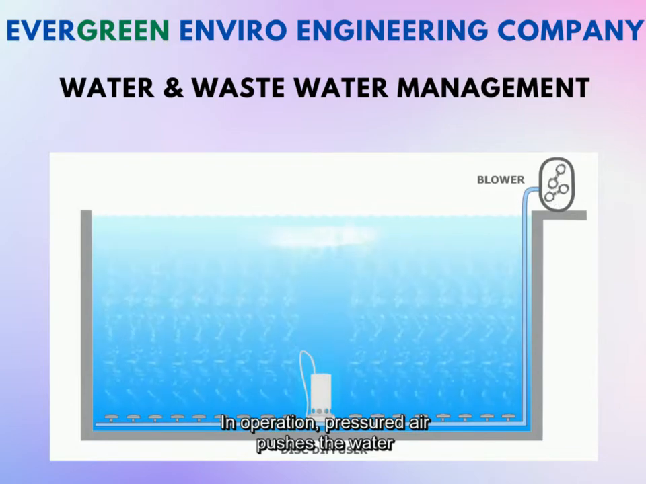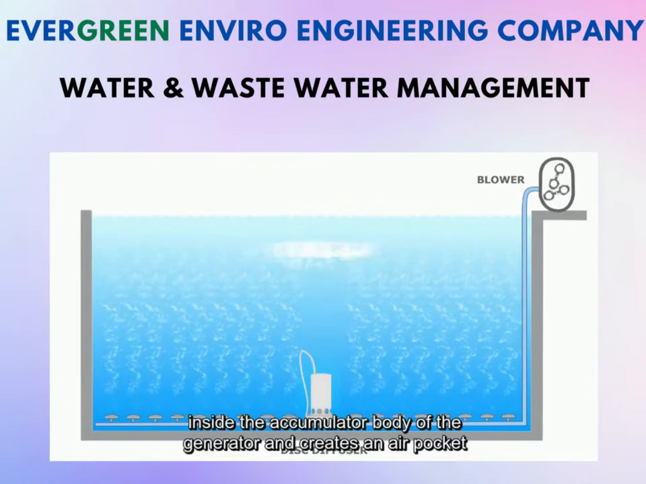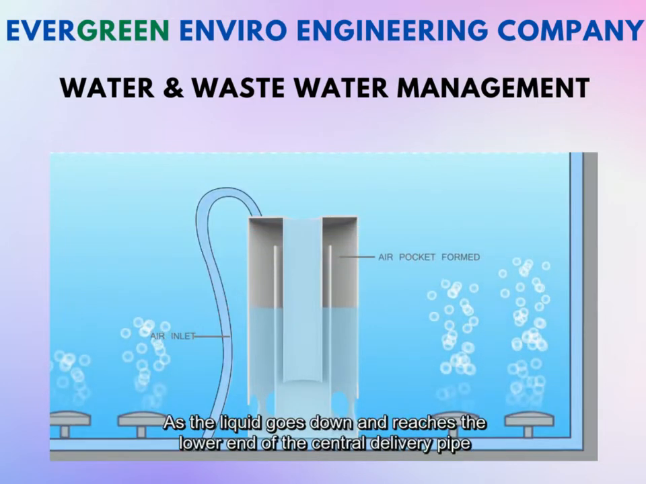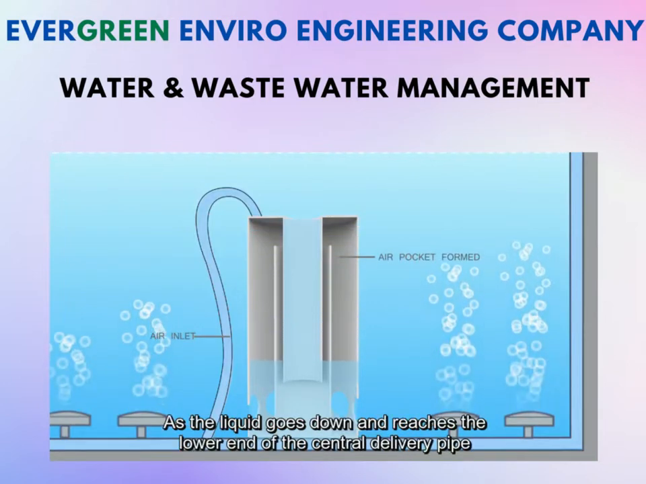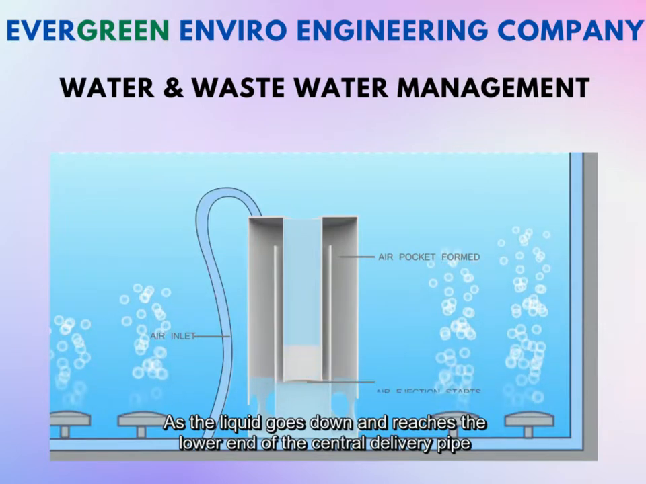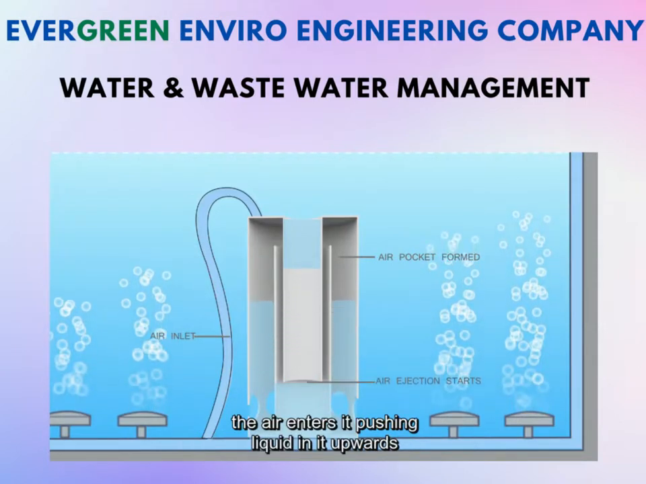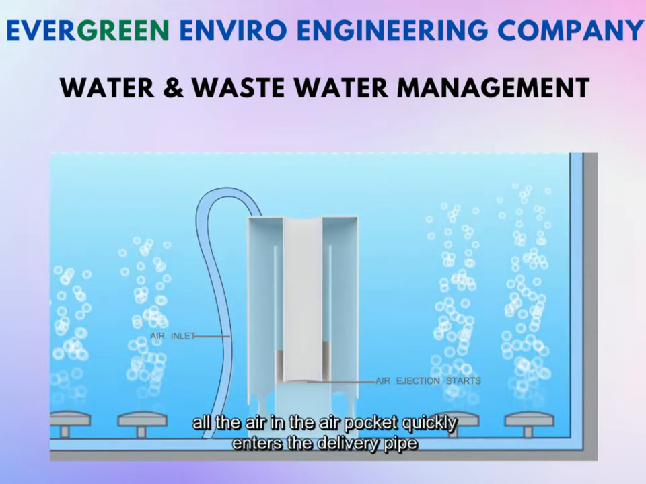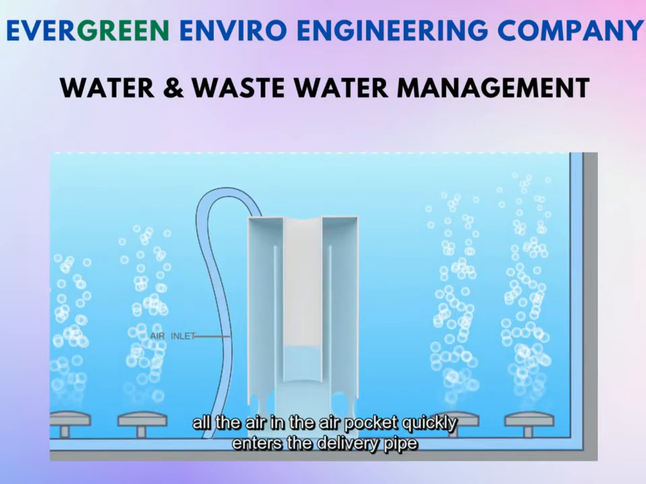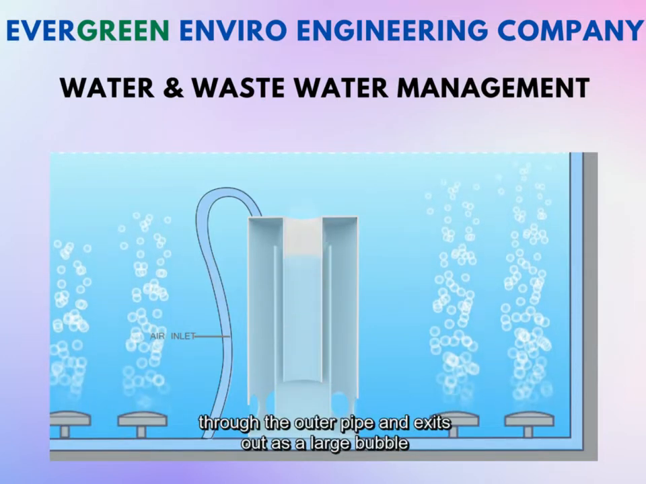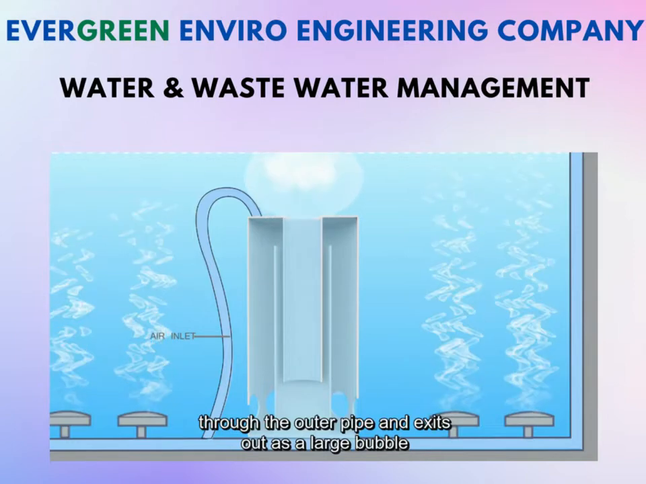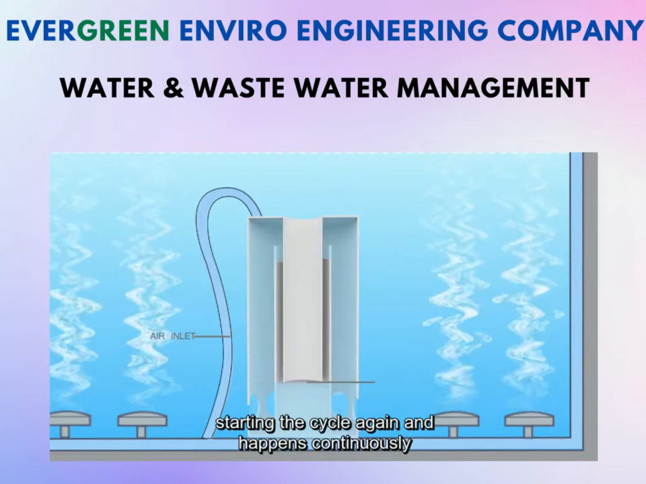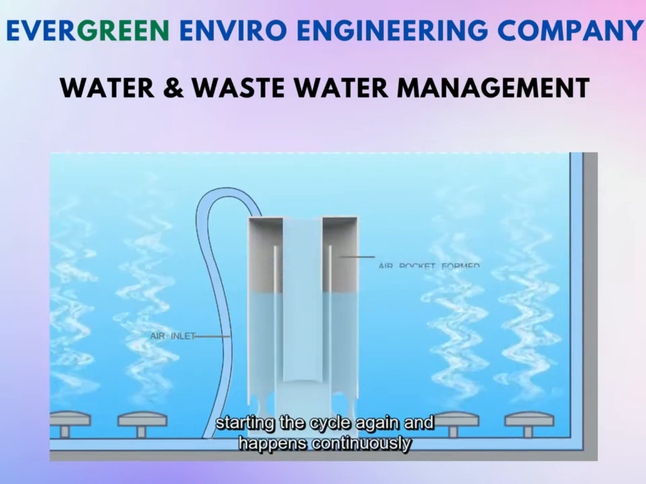In operation, pressured air pushes the water inside the accumulator body of the generator and creates an air pocket. As the liquid goes down and reaches the lower end of the central delivery pipe, the air enters it, pushing liquid in it upwards. This sudden release results in air ejection, and all the air in the air pocket quickly enters the delivery pipe through the outer pipe and exits as a large bubble. During this process, the liquid backfills into the accumulator, starting the cycle again, and this happens continuously.